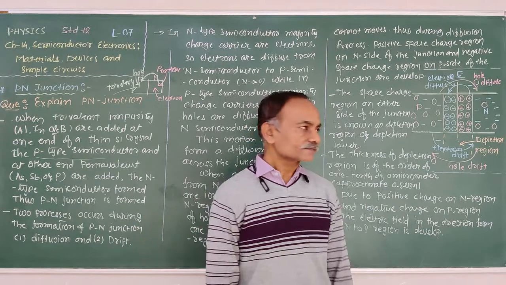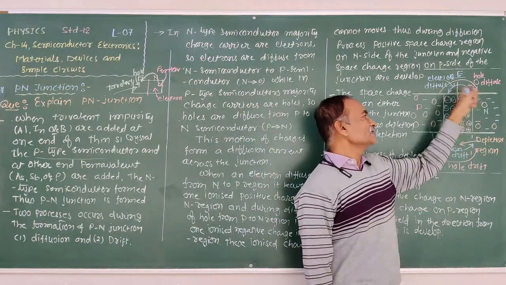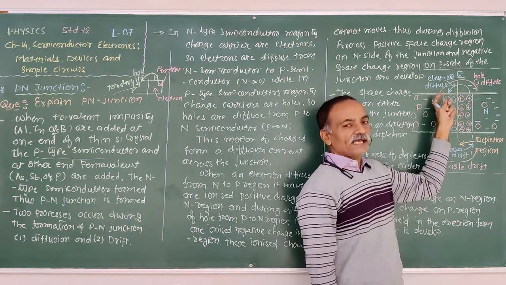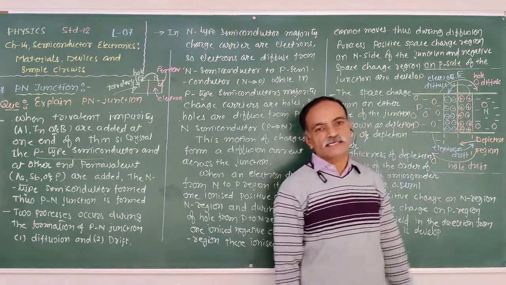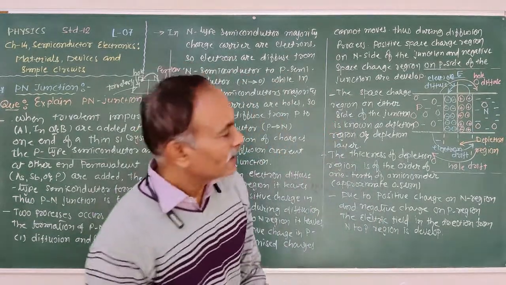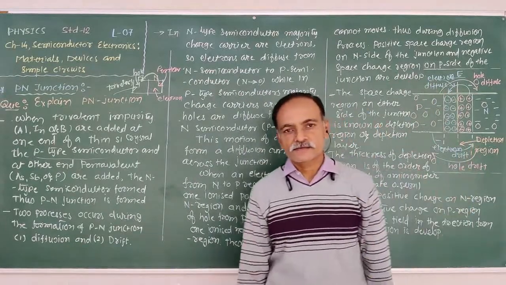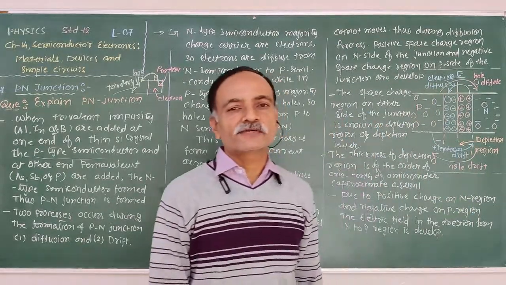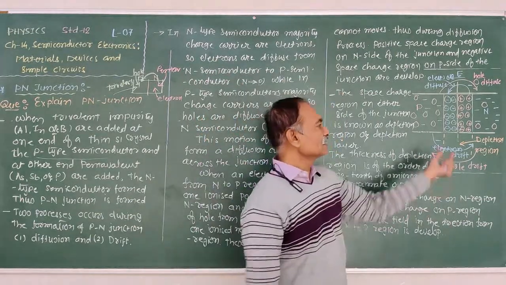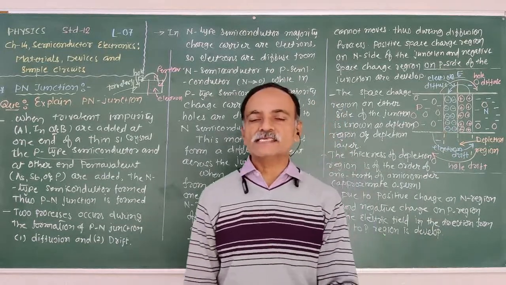Okay. What is the diffusion of electrons from the n region to the p region? The same diffusion of holes takes place from the p region to the n region. So as a result, an electric current is formed across the junction, and that is known as the diffusion current. Due to the diffusion process, these ionized charges are developed on either side of the junction.